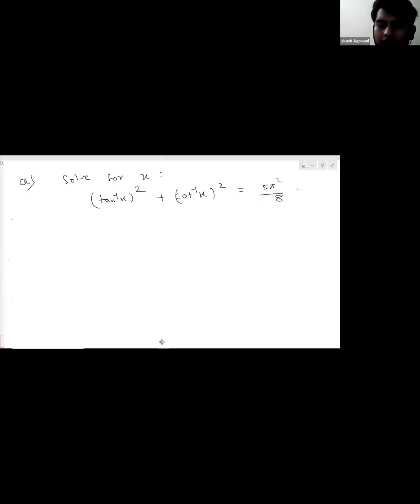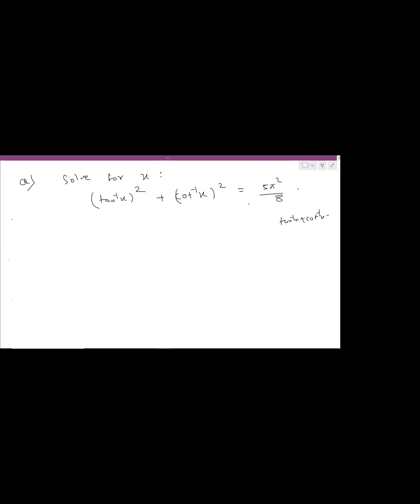Can you tell me the first step, Shahid? Take square common. Take cot square common. No, no. Square. Tan inverse plus cot inverse whole square. Yes, tan inverse x plus cot inverse x equals to pi by 2, right? Then you can replace cot inverse x as pi by 2 minus tan inverse x, right? Yes, sir. You can solve using that.